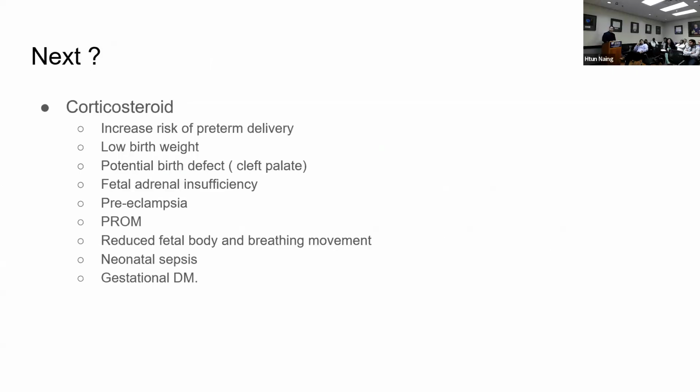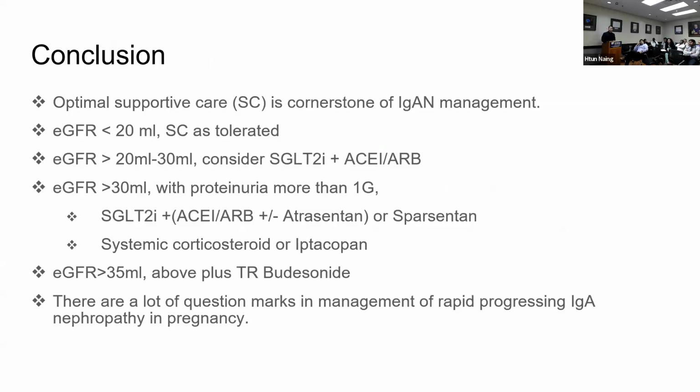Yeah. Was that patient on... But my conclusion is the optimal supportive care with the ACE inhibitor, SGLT2 inhibitor, blood pressure control. This stays the very cornerstone of IgA management. If you have eGFR less than 20, supportive care as tolerated. eGFR more than 20 to 30, you can consider SGLT2 inhibitor, ACE or ARB.